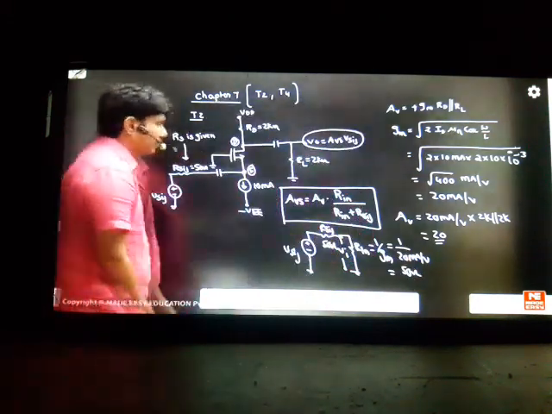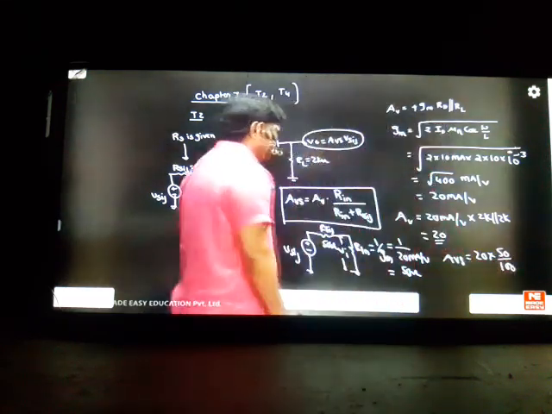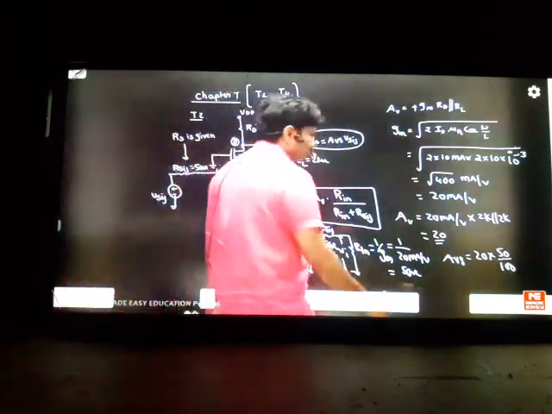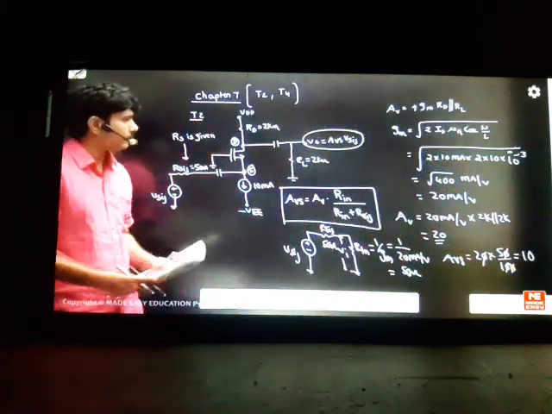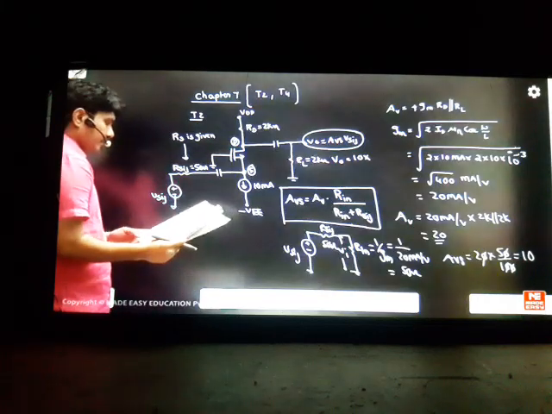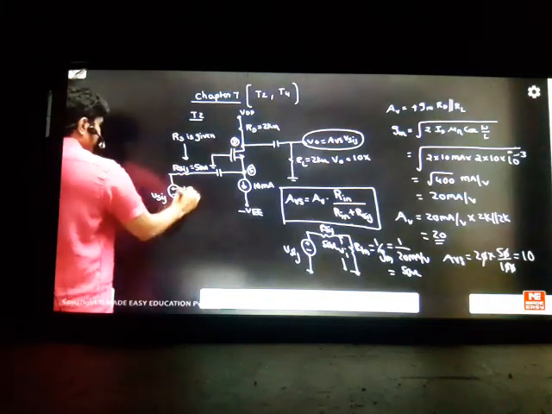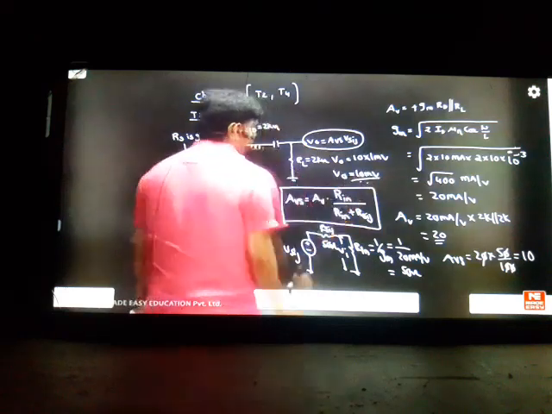Both are coming 50-50. So the AVS answer is 20 into 50 by 100. 50 by 100, so it is coming to be 10. So AVS, we are getting 10 here. When AVS is 10, the output will be 10 into V signal. V signal, how much has the problem given? 1 millivolt is given. So output will become 10 millivolts. So this is the way you can solve this question.